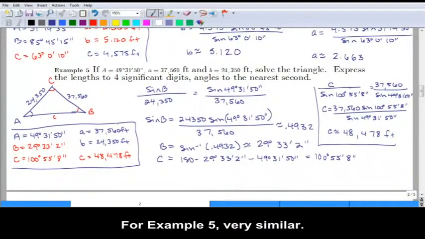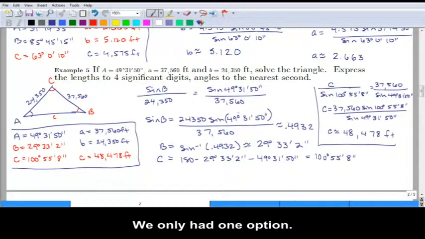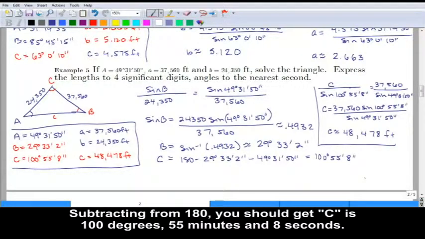For example 5, very similar again. In this case though, we needed to go to the law of sines first. Again, we set this up. We only had one option. We had to find angle B first, and you should have found that to be 29 degrees, 33 minutes, and 2 seconds. Subtracting from 180, you should get C is 100 degrees, 55 minutes, and 8 seconds.